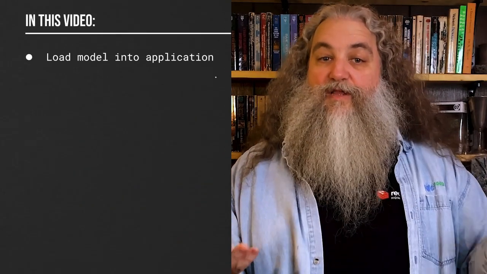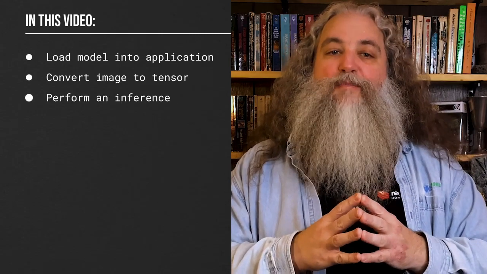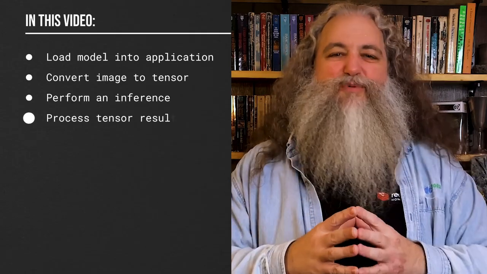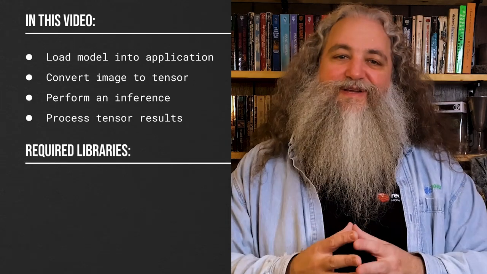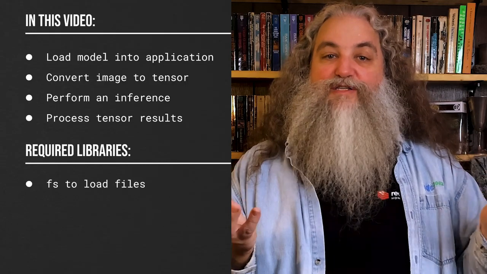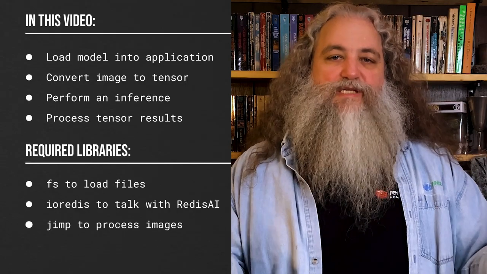I'm going to cover the code that loads the model, converts the images into a tensor that our model can understand, performs an inference with that tensor, and then processes the results. We'll look at some of the required libraries first. We're using FS to load files from the file system, IO Redis to talk with RedisAI, and GIMP to process our images.